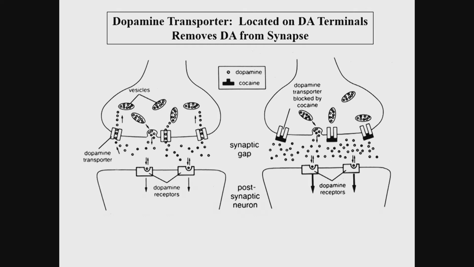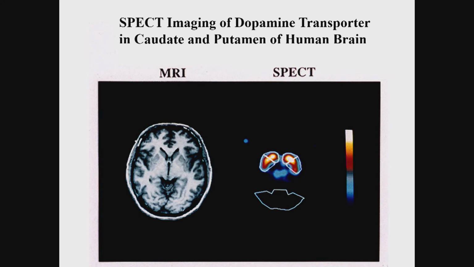Well, the connection to Parkinson's disease is that for unknown reasons, there's a degeneration of the dopamine-containing neurons in the brain. You lose the dopamine terminals, you lose the dopamine, and you also lose the dopamine transporter. For that reason, several years ago when I was at Yale, we made a radio-labeled analog of cocaine in order to measure the cocaine receptor, the dopamine transporter, because we expected it would be reduced in patients with Parkinson's disease. Okay, this shows an image.